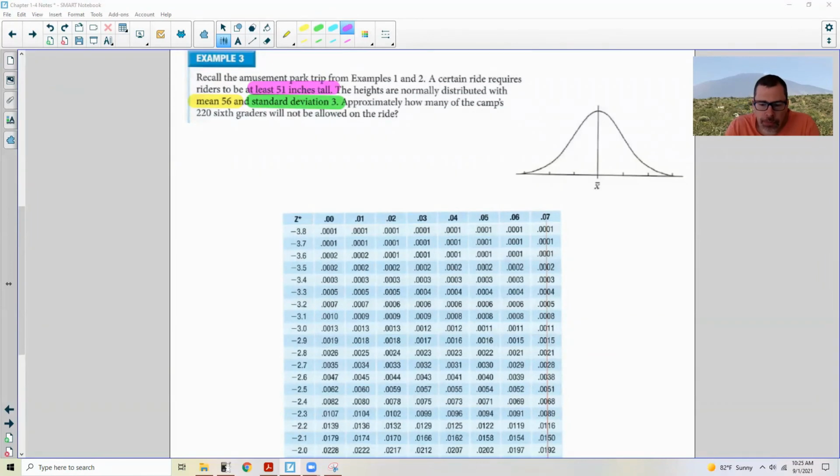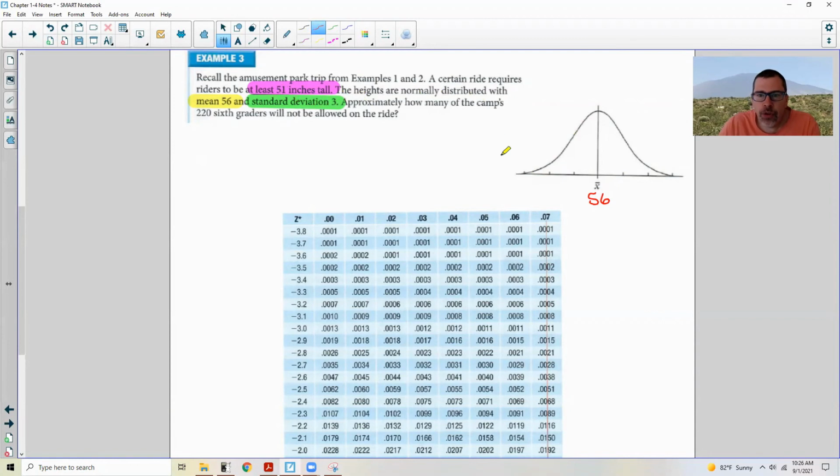Sometimes you have to think about these a little bit. What is the question asking for? What do I know? The first thing you need to do is draw a bell-shaped curve as best you can and label it with the mean. The mean is 56, so I'm going to write 56 here. Here's the mean right here. These little marks are 1, 2, 3 standard deviations to the right and 1, 2, 3 standard deviations to the left. We know that the standard deviation is 3.